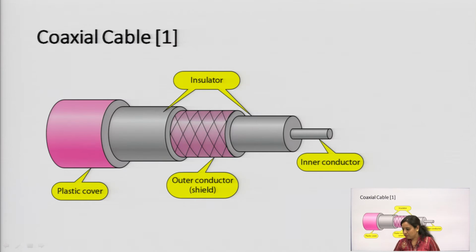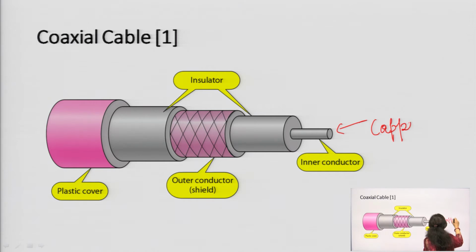Let me show you another diagram, that is the coaxial cable that I was talking about. This is the inner conductor that is made up of copper. It is made up of copper mostly, but you can use another conductor also, but copper is generally used.